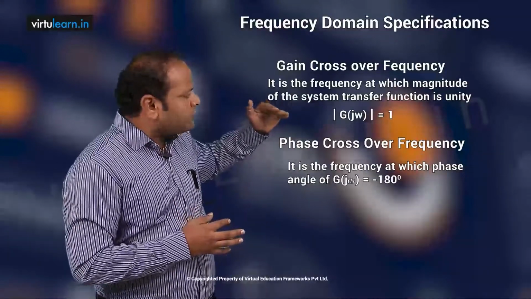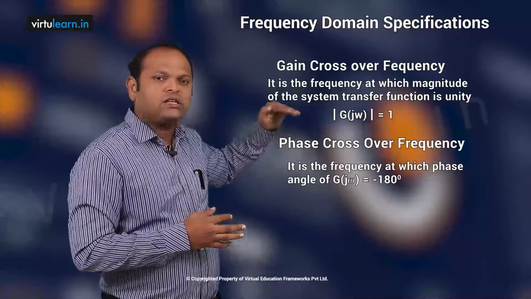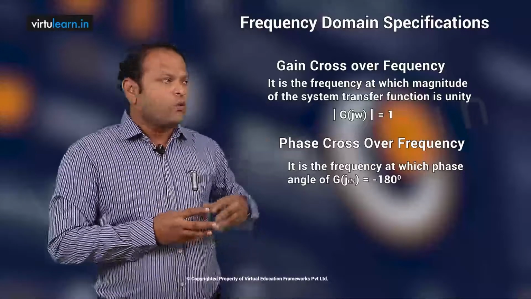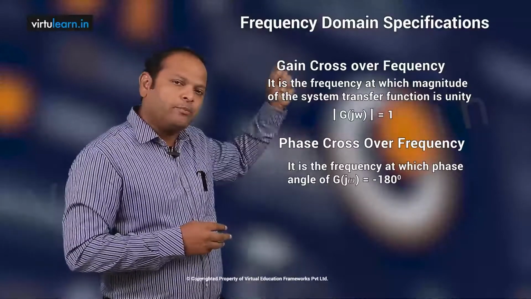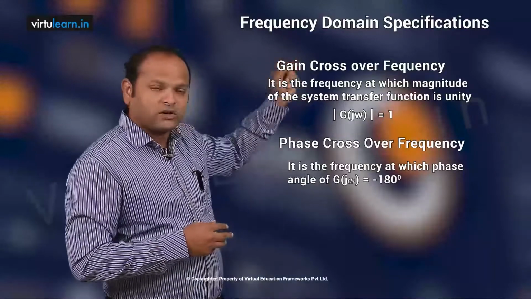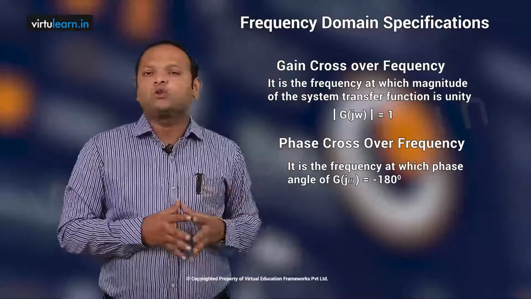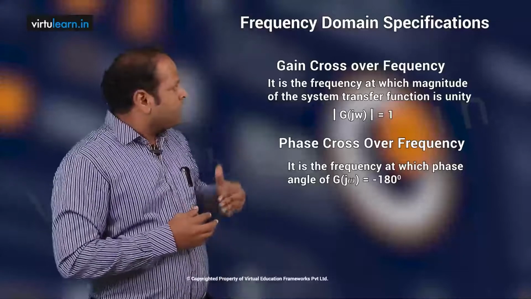The gain crossover frequency and phase crossover frequency are open loop frequency specifications, whereas resonant peak, resonant frequency, bandwidth and cutoff rate, all these four, are closed loop frequency specifications.